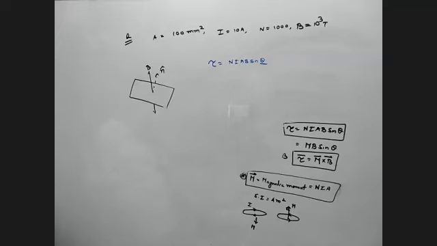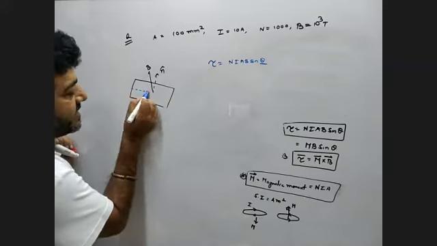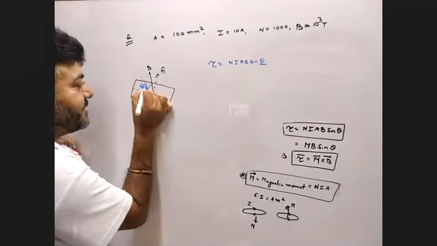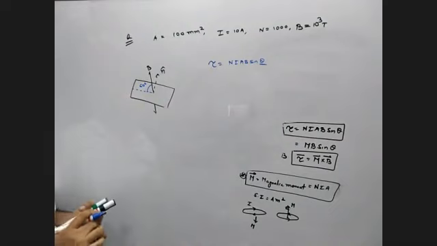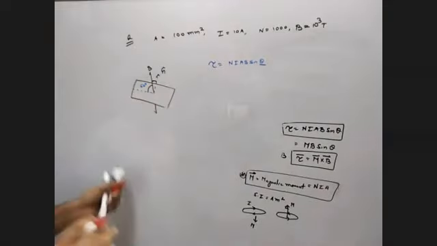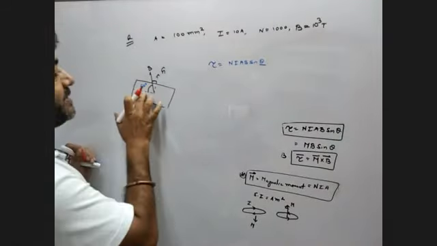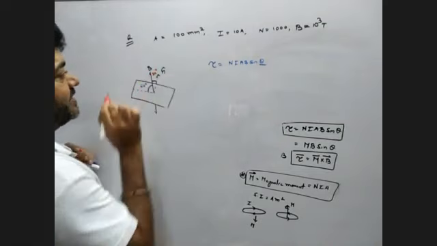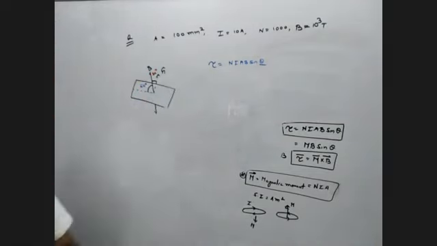Number of turns 1000, placed in presence of uniform magnetic field B equals 10 to the power 3 Tesla, in such a way, look carefully, that magnetic field B makes an angle theta with the plane of the loop, that is 60 degrees. Sometimes the examiner does this type of thing: your actual angle is between the magnetic field and the normal vector, but sometimes they give you the angle with the loop. So if they give you 60 degrees with the loop, you have to take how much? 30 degrees. Is it clear, everyone?